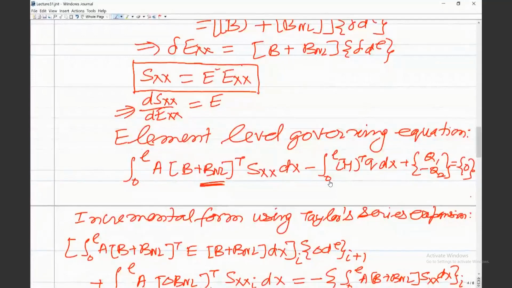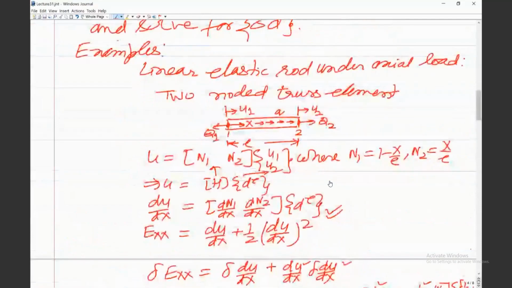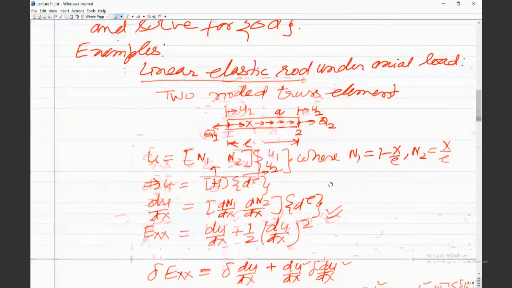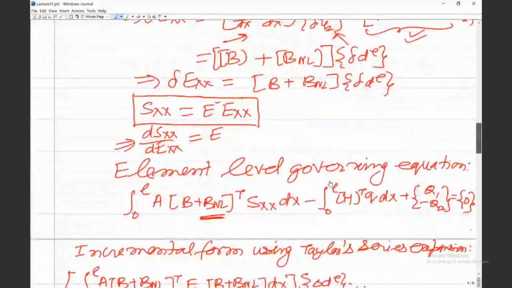If it is a non-linear elastic, let's say hyperelastic material, then Sxx would be the derivative of the strain energy density with respect to Exx. For the timing, I just said at the beginning that I wanted to demonstrate this for linear elastic. So I have said here linear elastic rod, and for the linear elastic rod you will have this relationship in this form.